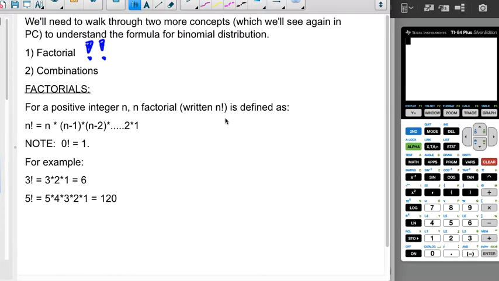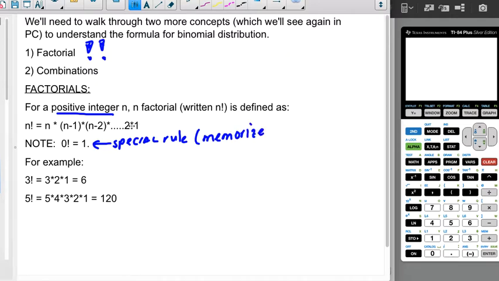It means n factorial is defined as n times n minus 1 times n minus 2 all the way until you get down to 1. It is also worth noting that, see how this says positive integer? So this is a special rule. 0 factorial is 1. You just kind of have to trust me on that, but that's a special rule that you should memorize. So memorize that 0 factorial is 1.